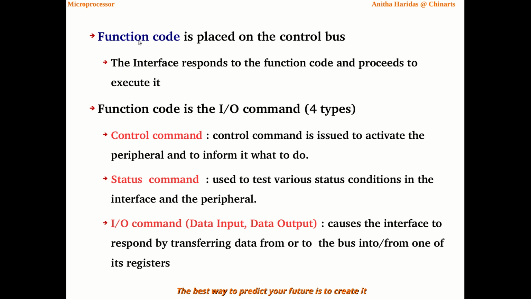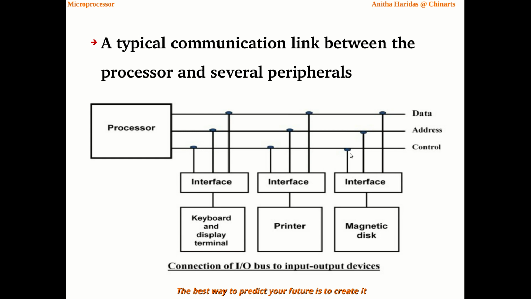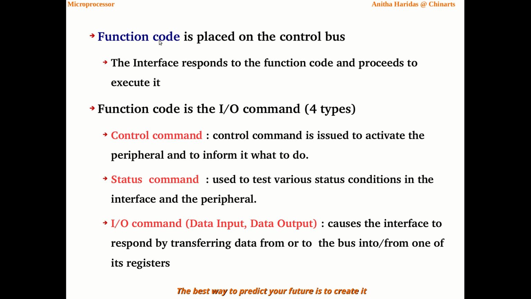Now, the control will be placed in the control bus, right? Because address is used for identifying to which particular device it wants to communicate, whereas control is the bus line which is used to receive the instruction from the processor. The instruction may be a read instruction, a write instruction, or a processing instruction. What kind of instruction is received will be specified in the function code, and this function code will be placed on the control bus. The interface will respond to the function code and proceed to execute it. So what are the four different types of instructions that you will get as a function code? It may be a control command, a status command, an input command or an output command.